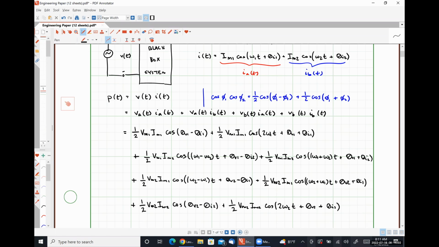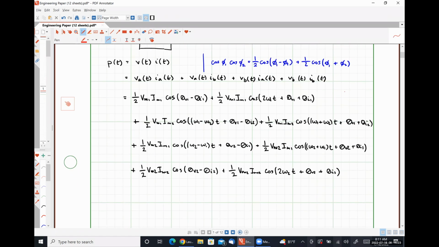Okay. So we have these 8 terms, but I want us to notice something. So one thing that I can note is another simple trig identity: cosine of a negative angle is equal to the cosine of the positive angle.